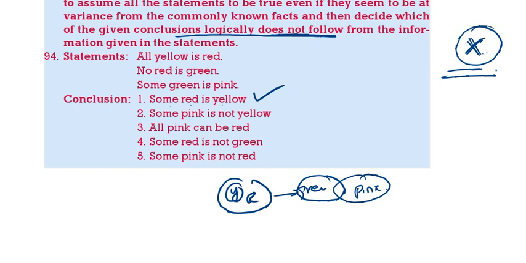Some pink is not yellow definitely follows. No green is yellow, and inside green there is some part of pink, so some pink is not yellow definitely follows. All pink can be red, but here some pink is not red, so all pink can be red does not follow. So 3 is our answer, the third one does not follow.